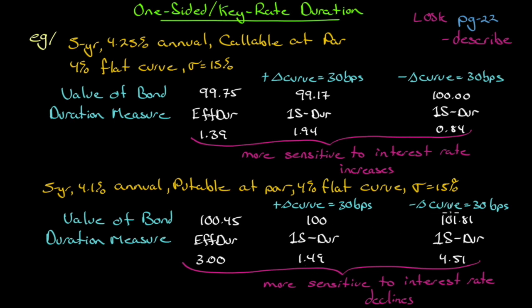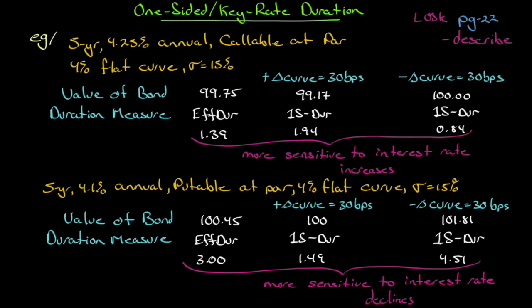But a drop in rates sends the price up, going from 100.45 to 101.81. Using a one-sided duration here, we get 4.51. So notice that we have nice downside protection. The value of the bond drops by 1.49%, but upside it increases by 4.51%. It is more sensitive to interest rate declines. So the callable bond will be more sensitive to interest rate increases. The puttable bond will be more sensitive to interest rate declines. Our one-sided duration measure captures that, but our effective duration does not.